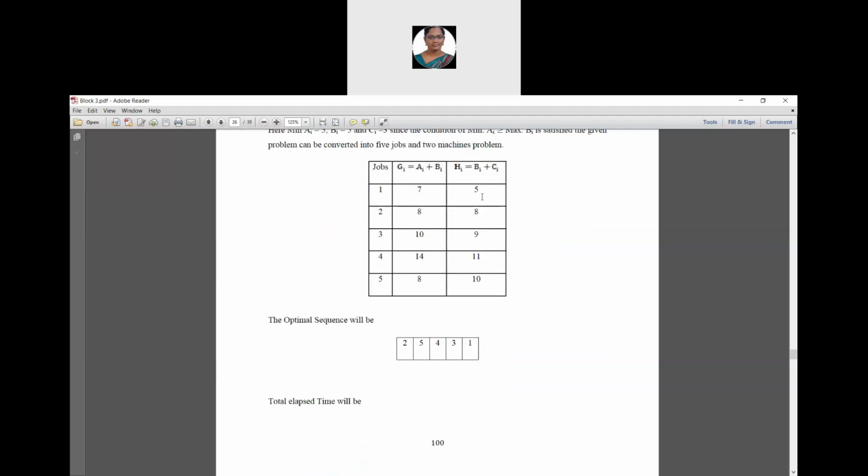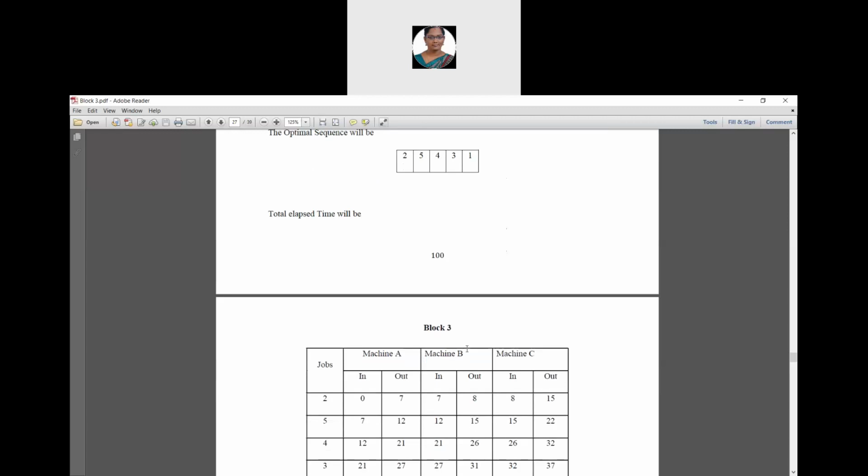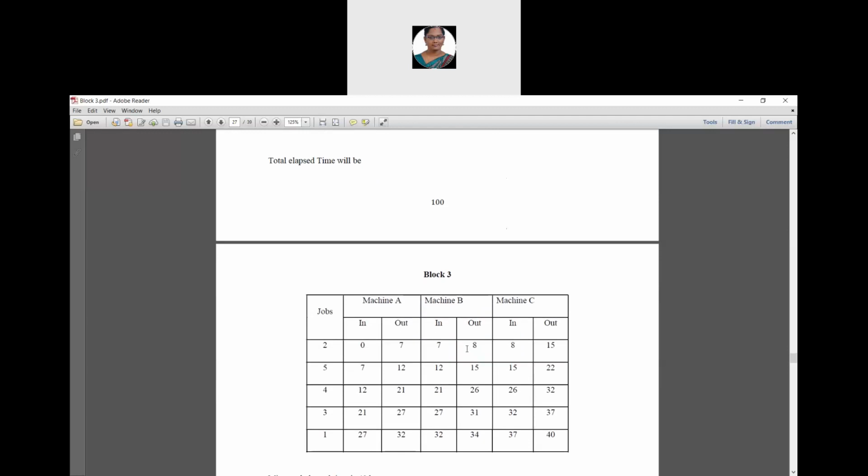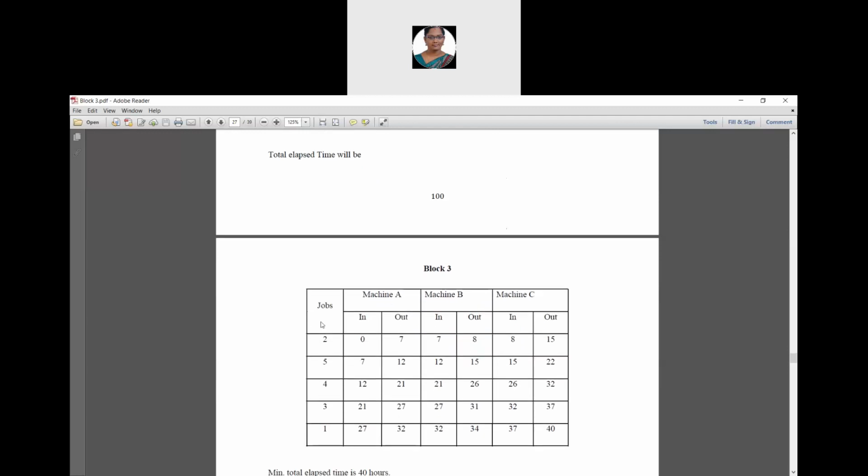After that, you are going to find the optimal sequence. It will be like 2 5 4 3 1. Then for the total elapsed time, we are going to frame a table first. The first column denotes the job column. In that column we have to write the optimal sequence order, that is 2 5 4 3 1, and machine A in out, machine B in out, machine C in out.